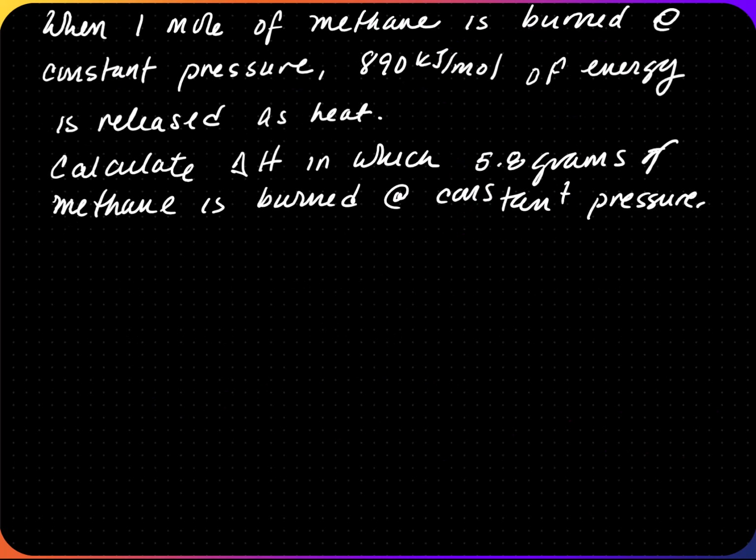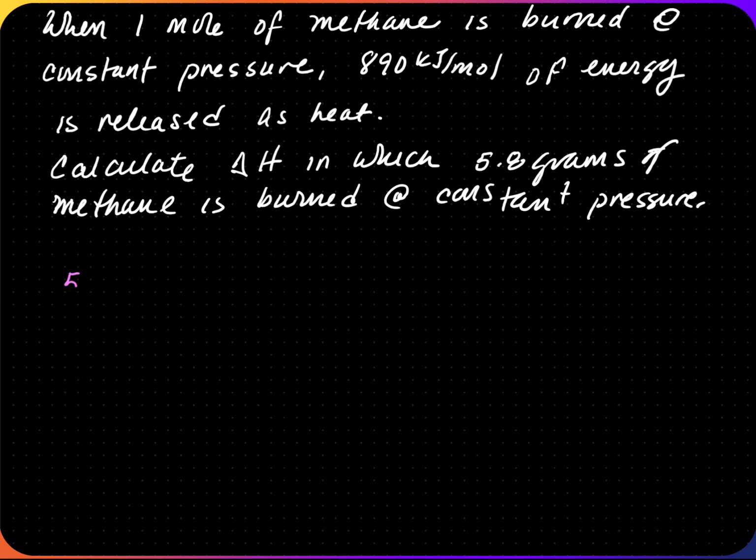Here we have 1 mole of methane, CH4, burned at constant pressure. 890 kilojoules per mole of energy is released. So this is an exothermic reaction. But we don't start with 1 mole. We start with 5.8 grams of methane. So we need to calculate delta H.